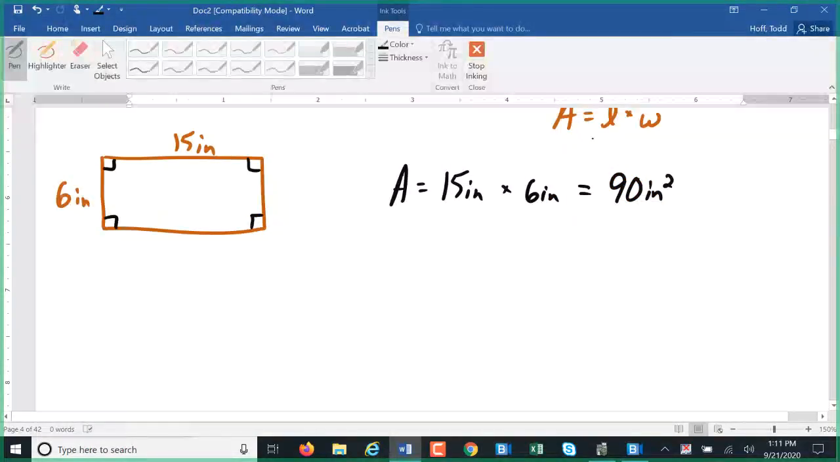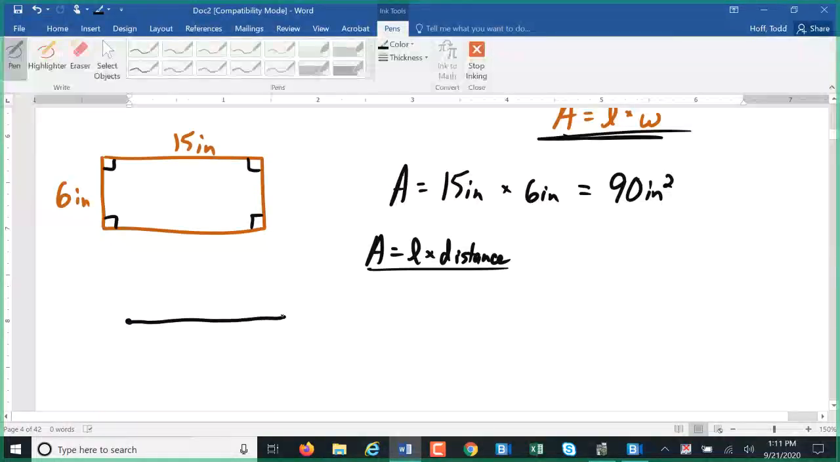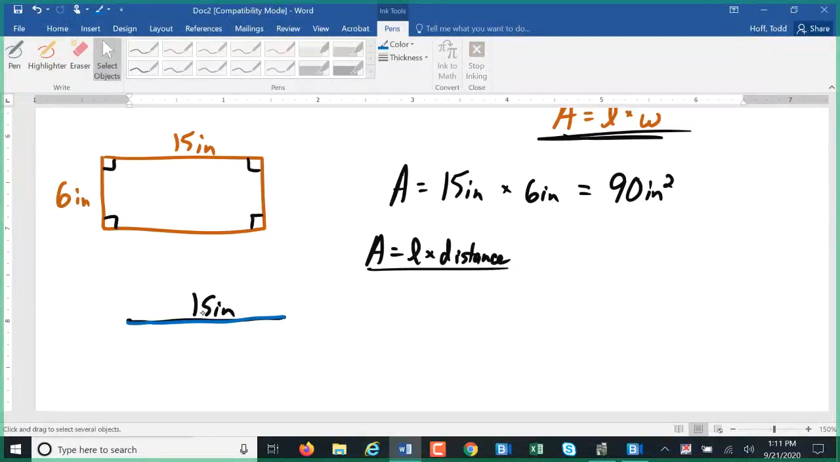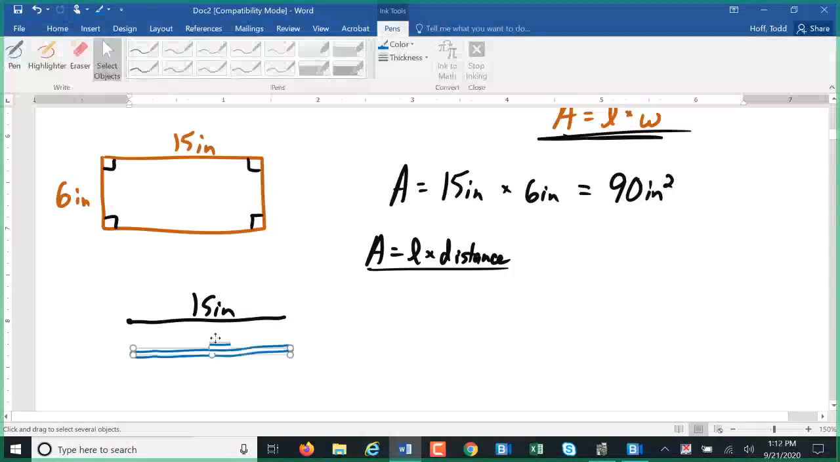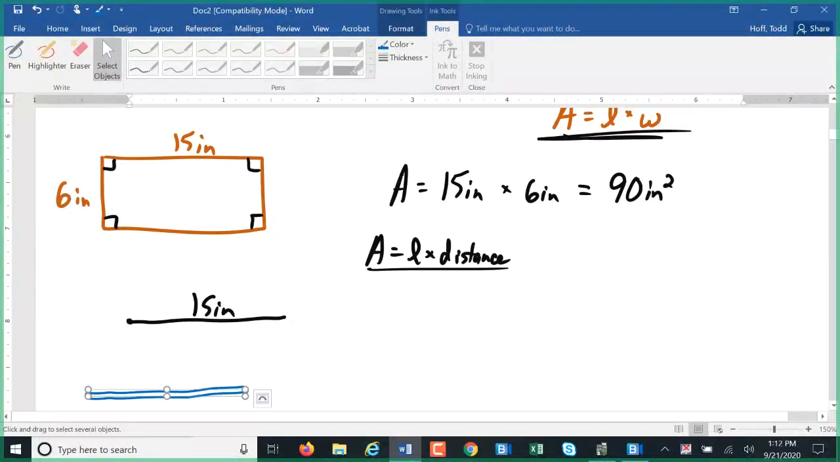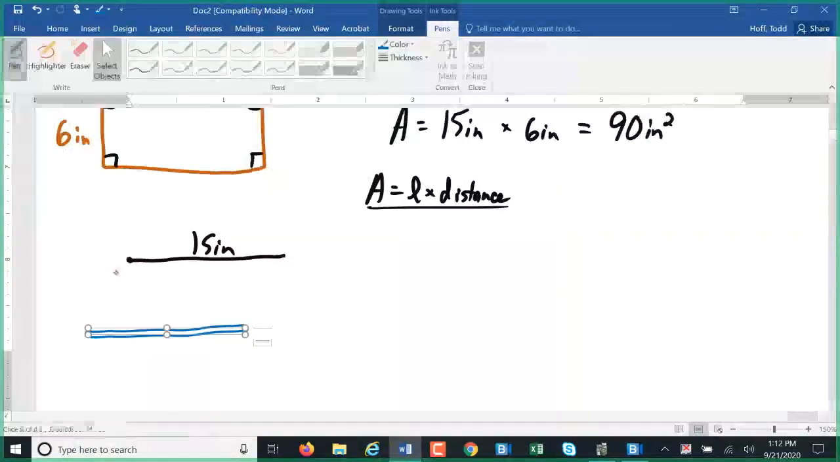So I said area could be length times width, but I also said area could be a length times a distance, the distance moved. The reason I say that is technically we do not have to move that original line segment perpendicular. Let's go back to that original 15-inch line segment here. And I'm going to move it once again, but this time, rather than going perpendicular like this, I'm going to move it at an angle. But notice it's staying parallel to its original orientation. I'm just sliding it at an angle, but keeping it lined up parallel.